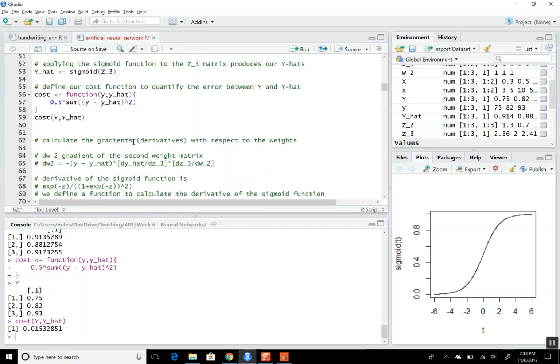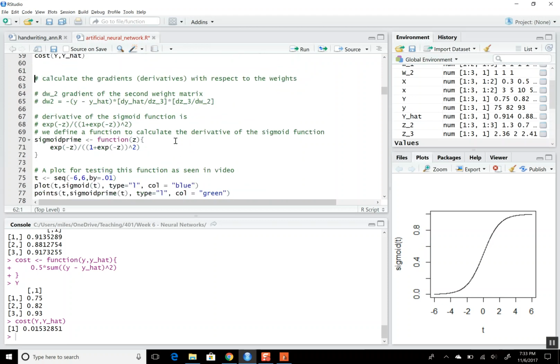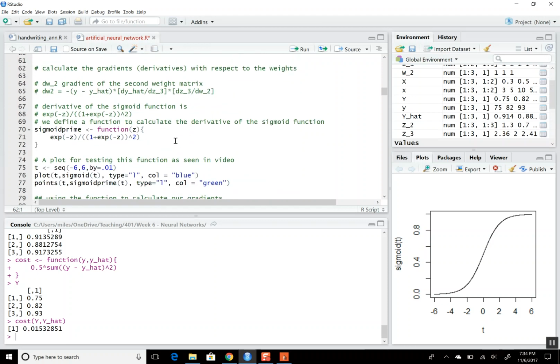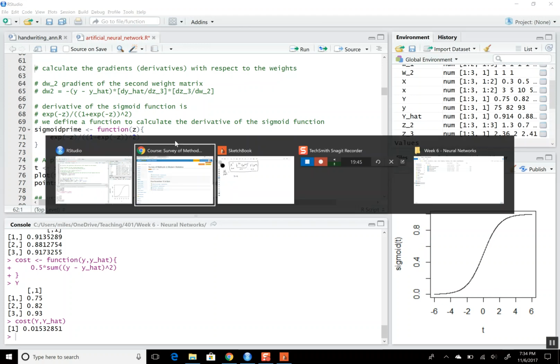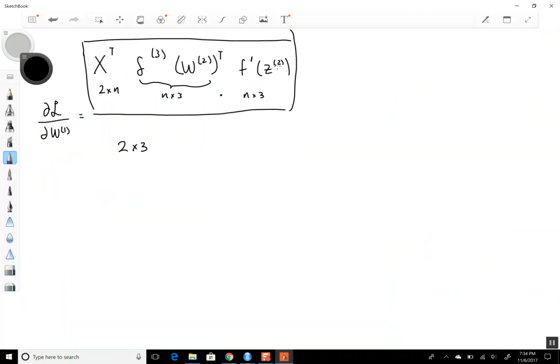Okay, so that was the forward propagation part. Now we want to figure out the gradients of all of these things. We did all of the math, which was, I realized, a lot of derivatives. We went through all of this, and we said, okay, this is how we are going to calculate the derivative.